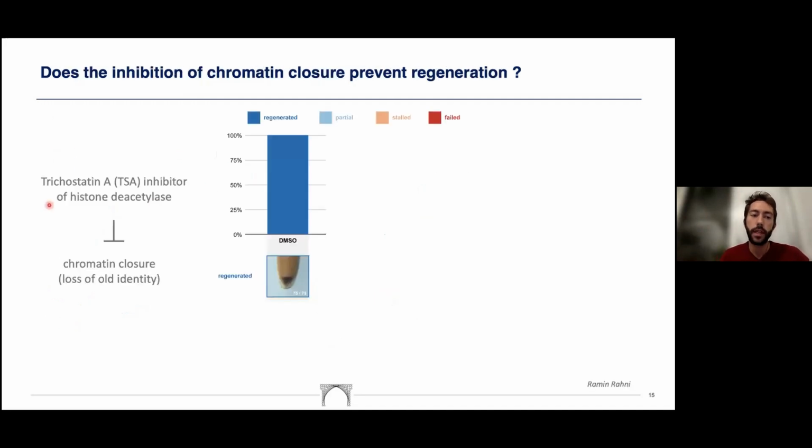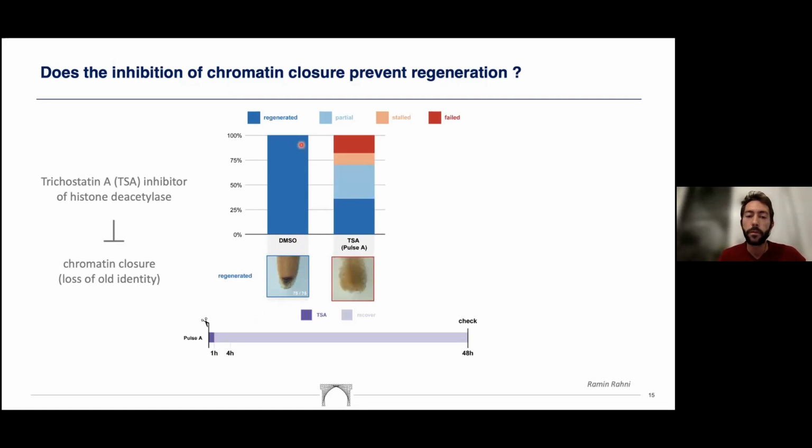To do that, we used trichostatin A, TSA, which is an inhibitor of histone deacetylase and basically blocks chromatin closure. We first did a very simple test using our regeneration assay, where we cut the root and then let the root regenerate, and after about 2 days you get a full new meristem. Here's the control with DMSO, where we have 100% regeneration. But when we treat with TSA as early as 1 hour post-cut, and then put back on regular medium, we found that TSA greatly impairs the regeneration efficiency.